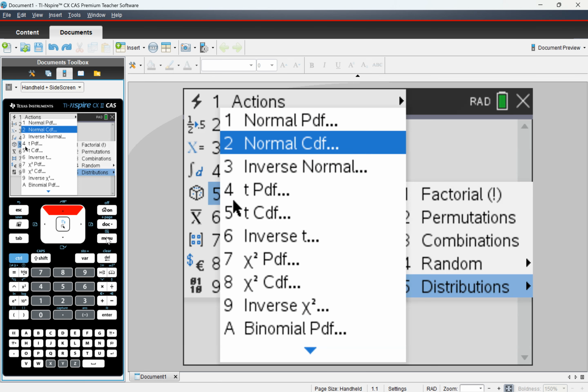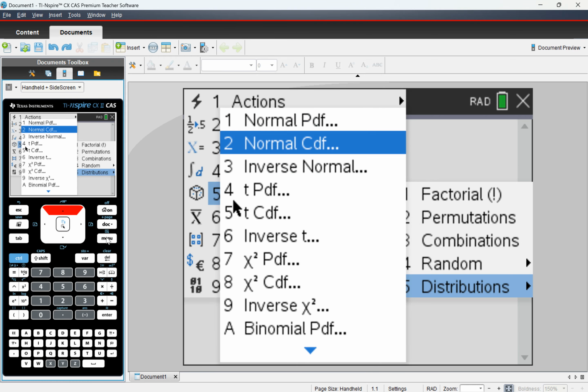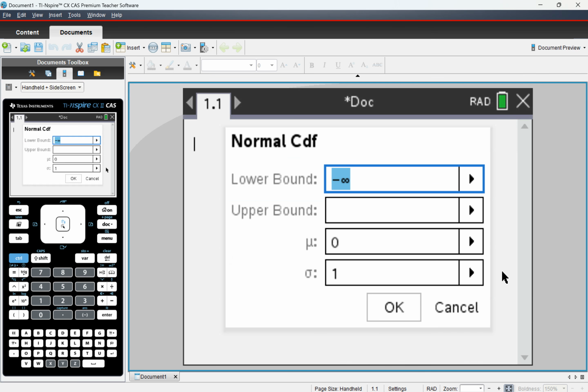So notice you've got these 3 things here: normal PDF, normal CDF, and inverse normal. For your sake, you only use normal CDF. CDF stands for cumulative. We're looking at the cumulative, adding all the areas together, or the probability under the curve. Once you learn calculus, you'll understand that bit. But normal CDF is the only one you use. So how does it work? Click on it. And look at this.